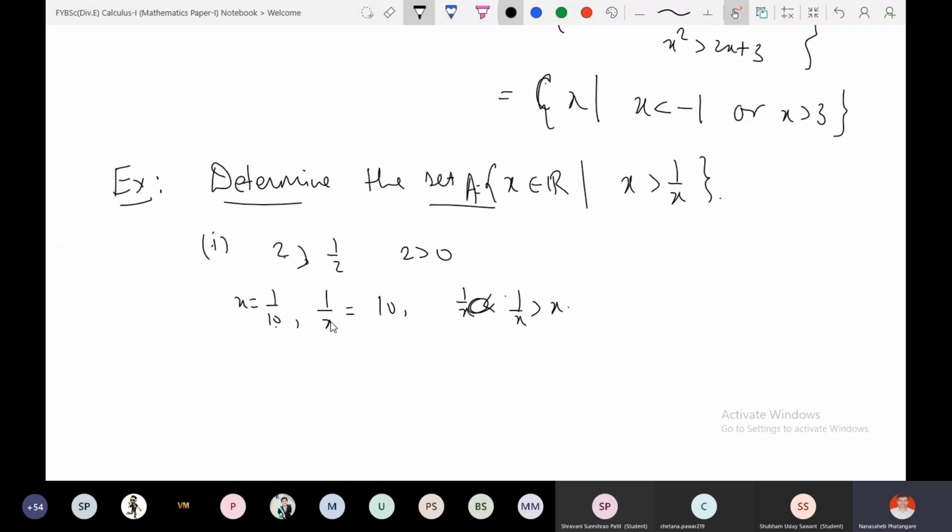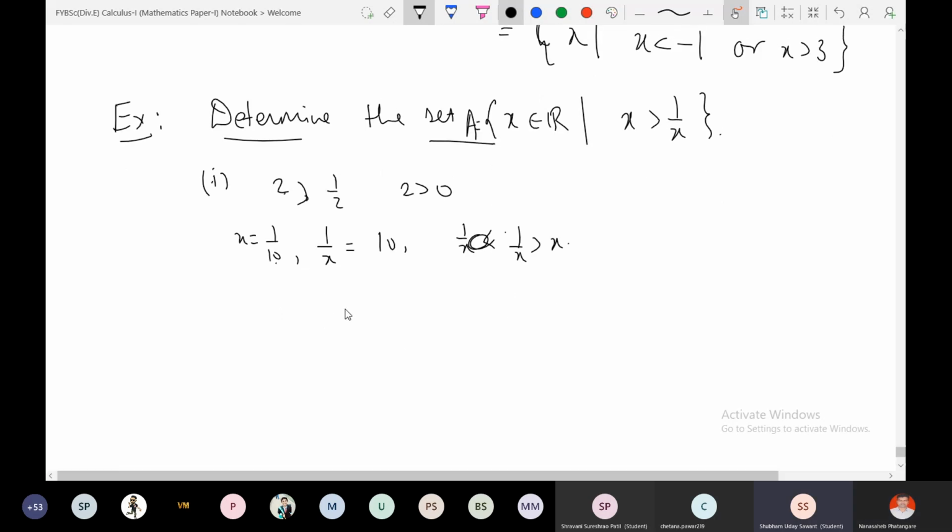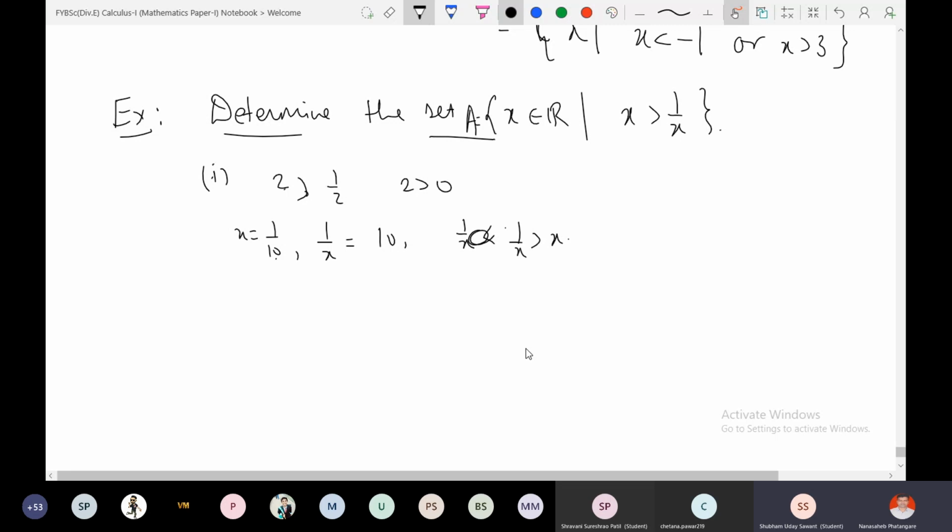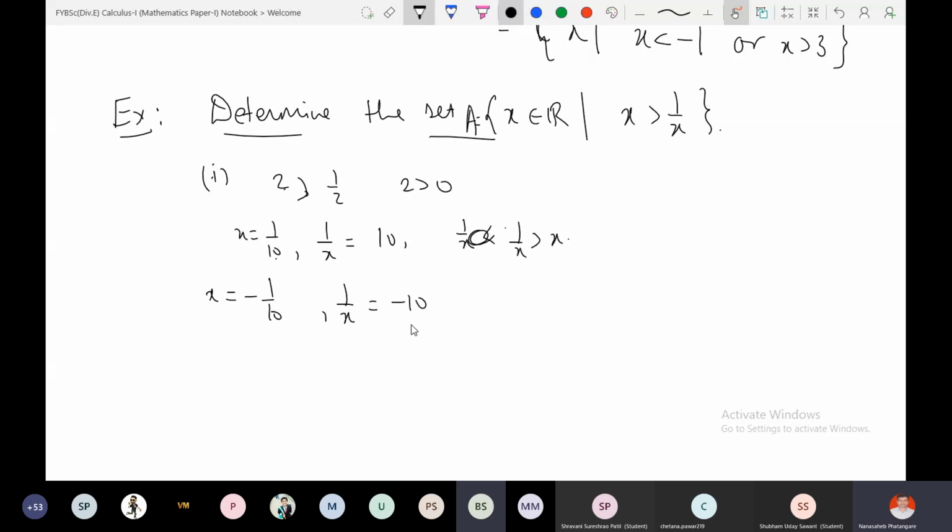So from this, what is your observation? Can you get hold of all such elements which satisfy this inequality and which do not? x should be greater than 1 or x should be less than minus 1. So this is a good observation. Now if x is minus 1 by 10, then what is 1 by x? Minus 10. In this case, which is bigger? Minus 1 by 10 is bigger than minus 10, so x is greater than 1 by x.